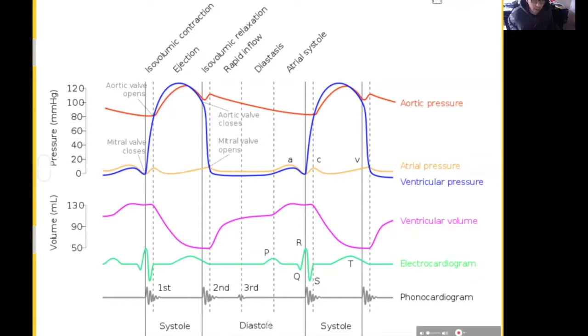So this is what we call a Wiggers diagram. This is a very standard thing in physiology that you see in textbooks and lectures, where faculty will superimpose these diagrams and show everything that is happening on a beat by beat basis in the heart as well as in the aorta. Here we have a breakdown of the aortic pressure, the atrial pressure, the ventricular volume, and then our electrocardiogram as well as the phonocardiogram. So pretty much everything is labeled here.